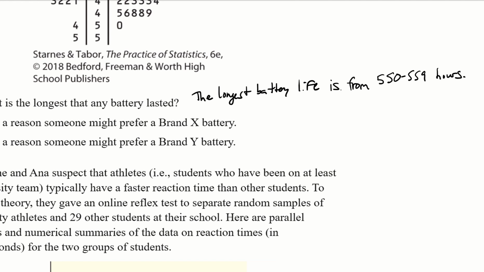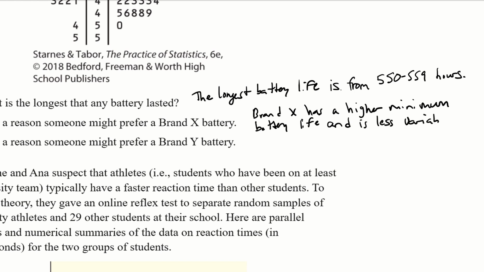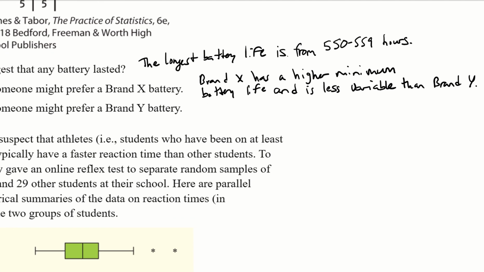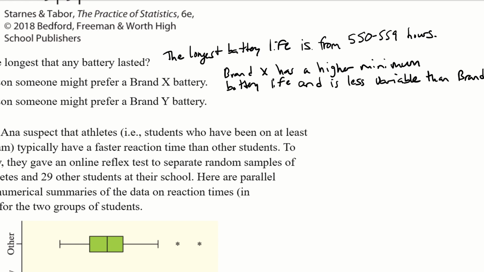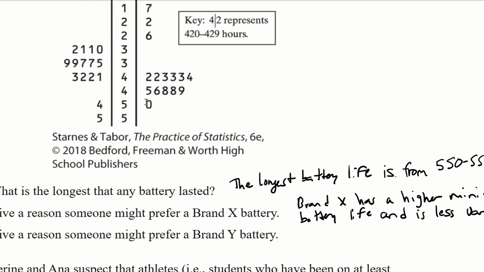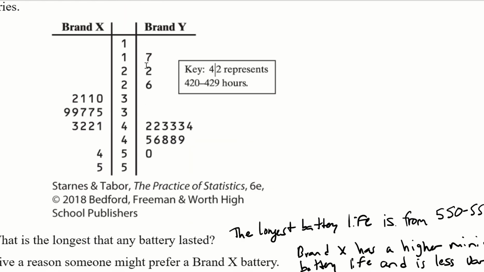Okay, so brand X has a higher minimum battery life and is less variable than brand Y. And if we look at brand Y, well, even though brand Y is inconsistent, the median for brand Y is going to be larger, right? And it's going to have a larger maximum, 500 to 509, potentially. And it has a higher center, right? It has a higher median lifetime overall, even though it has some low values here.